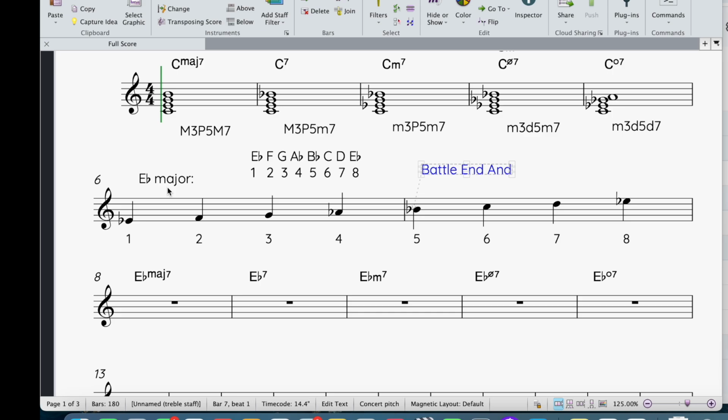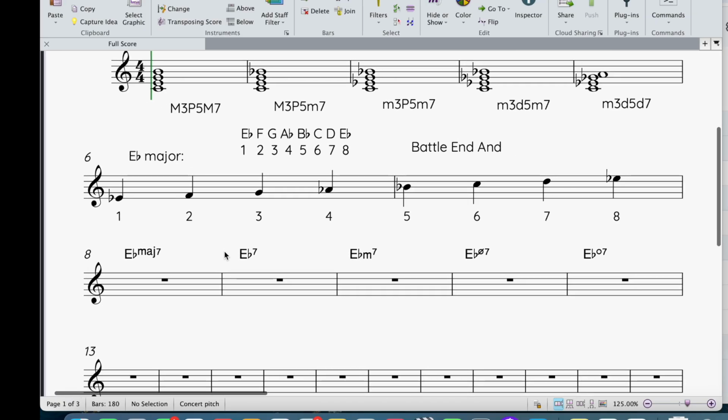So if you can say the flats of a particular major scale off the top of your head, then you have all the information you need off the top of your head, right? And theory is about working things out. All right, here we go.